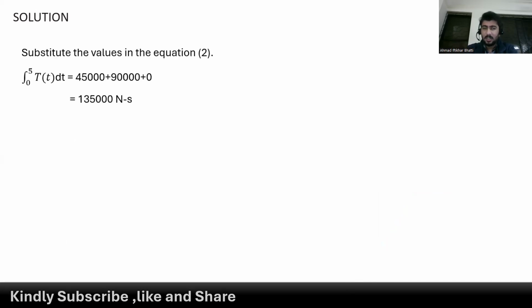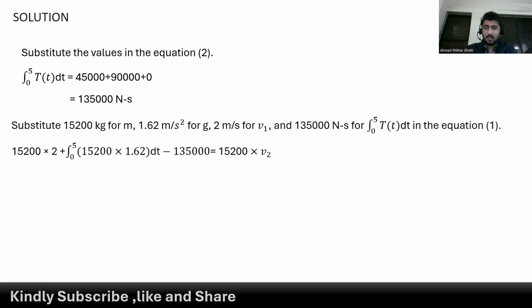If we substitute these values in equation 2, the variable thrust impulse from 0 to 5 seconds is 135,000 newton seconds. Also, we have to put the value of mass, the acceleration due to gravity, the initial velocity, and the value of the variable thrust from 0 to 5 seconds in equation 1. So it becomes 15,200, which is the mass of the lunar lander, multiplied by the initial velocity, plus the mass again multiplied by the acceleration due to gravity on the moon's surface, that is 1.62, integrated from 0 to 5 seconds, minus the integration value of the variable thrust from 0 to 5 seconds, equal to the mass again times the final velocity, v2.